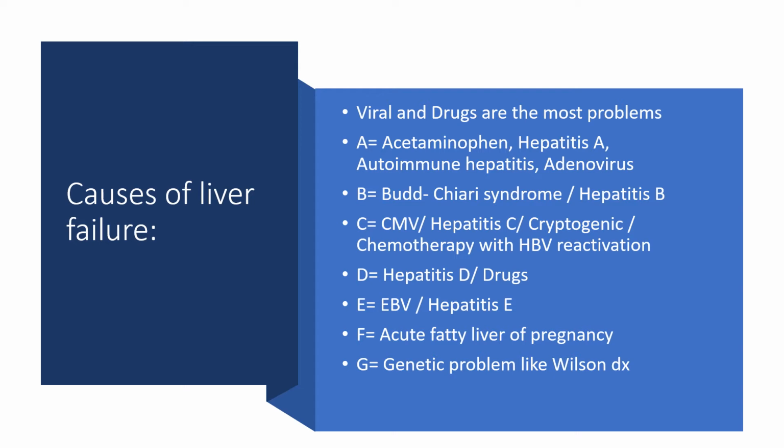Acute fatty liver of pregnancy could be responsible, and of course genetic problems, as could be found in Wilson disease. I have published full presentations on hepatitis A, B, C, D, and E right here. So you can check my channel for how they are transmitted, the clinical features, even the laboratory diagnosis and treatment of all of them.